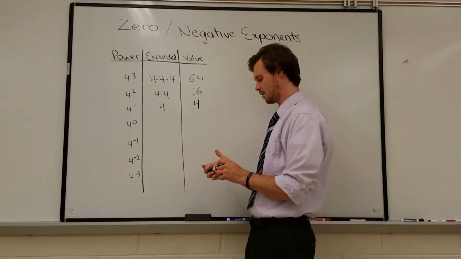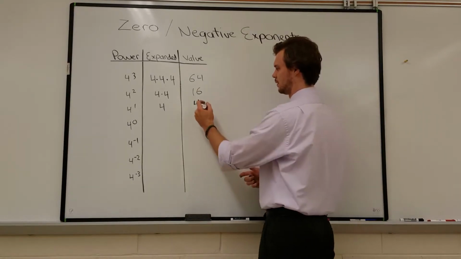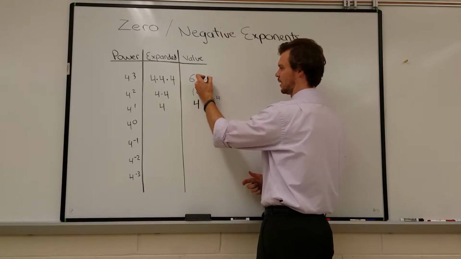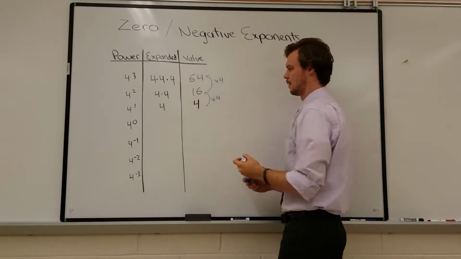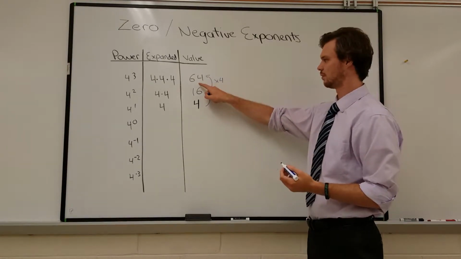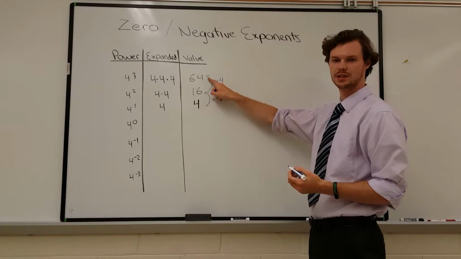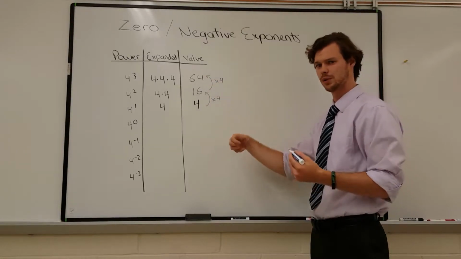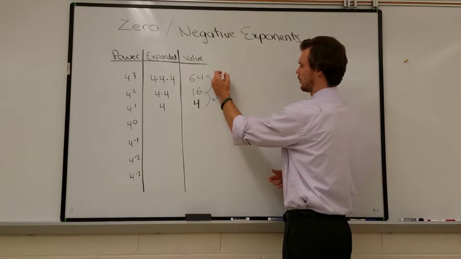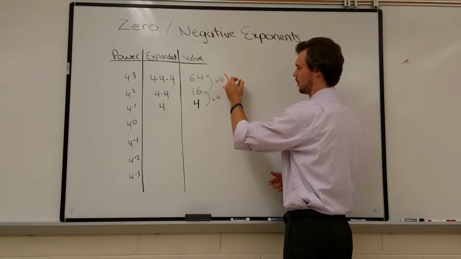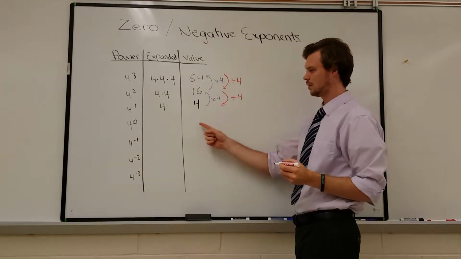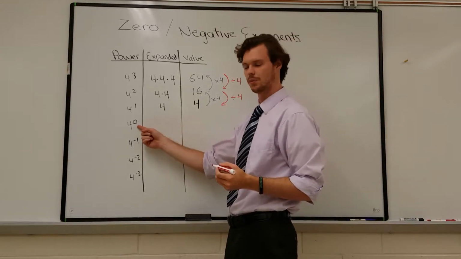So I want to look at the pattern. Going up this ladder, we multiply by 4 to get from one step to the next. But going down the pattern, we would have to do the opposite thing, right? Rather than multiplying by 4 to get from 16 to 64, we would go the other direction, which is dividing by 4. So that's right, going down, we will divide by 4. So now if we continue that pattern, that helps us figure out what 4 to the 0 power is.